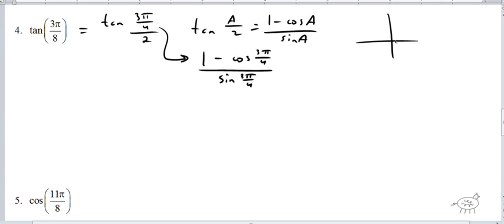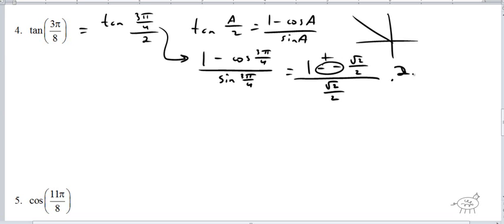And remember 3 pi over 4 is here, so cosine is negative, so that's going to be equal to 1 minus a negative square root of 2 over 2 divided by sine of 3 pi over 4, which is positive root 2 over 2. So that becomes positive, and we multiply this by 2 over 2 to get rid of the fractions. So it's 2 plus root 2 over root 2.